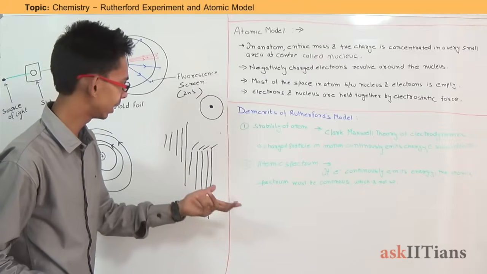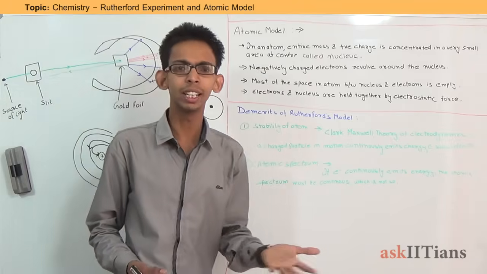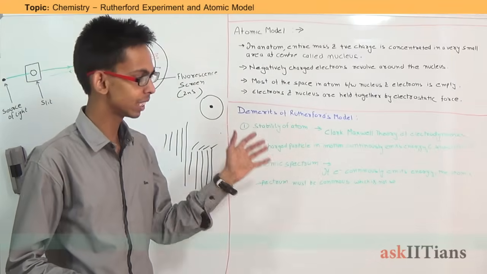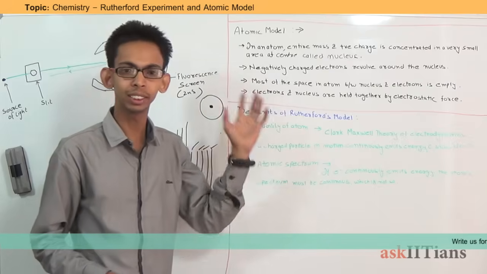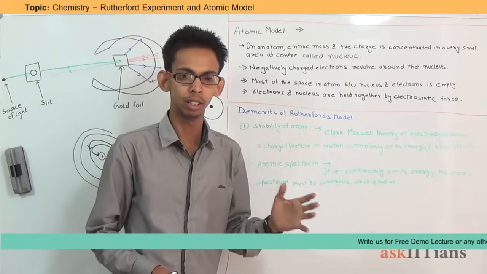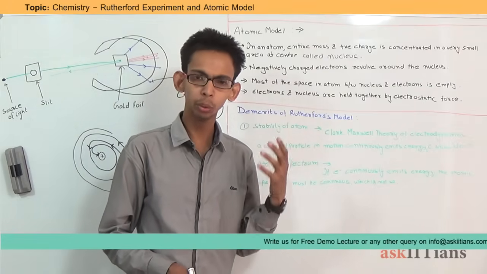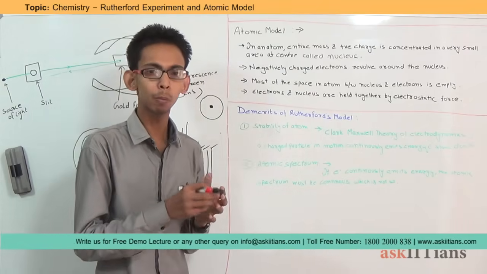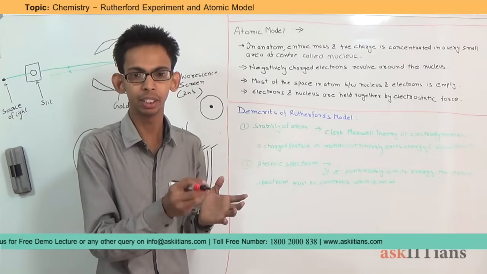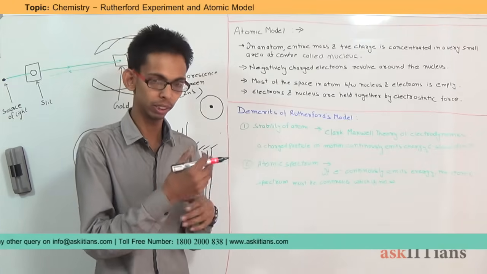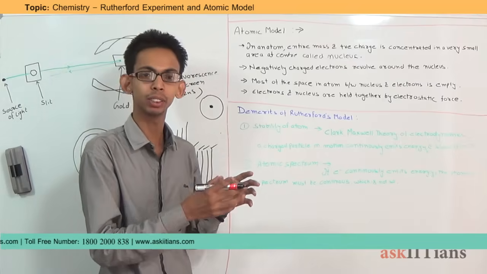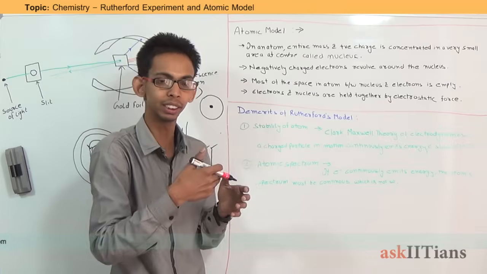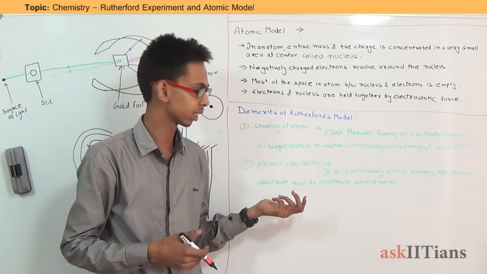And the third one was that it didn't tell anything about the electronic configuration. We know that positive charge is present in the nucleus, and the negative charge, that is electrons, are moving around the nucleus in their orbits. Then how many electrons are present in which orbit, or whether all the electrons are present in the same orbit or are distributed among different orbits of different radii, was not explained by Rutherford's model.